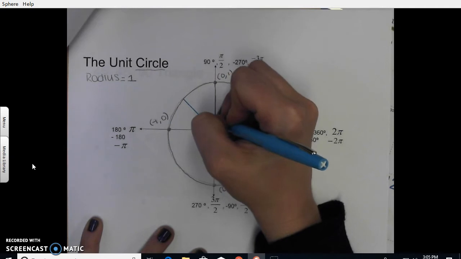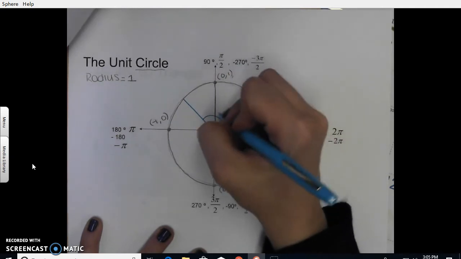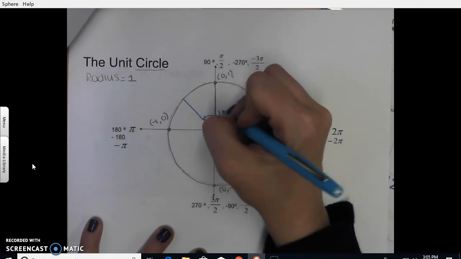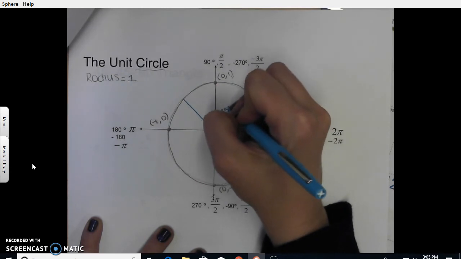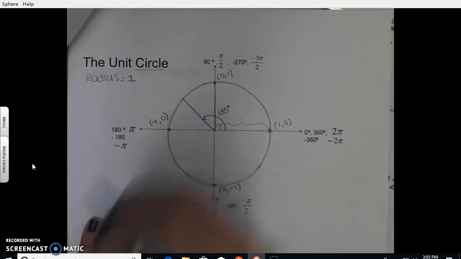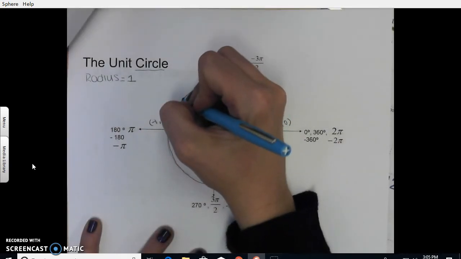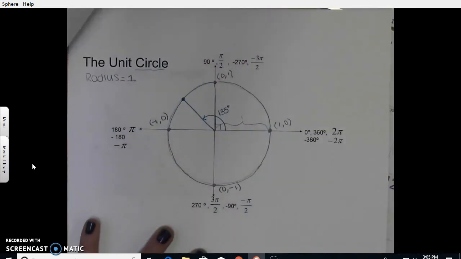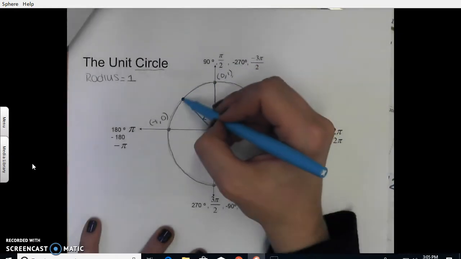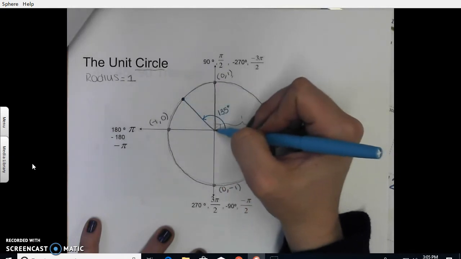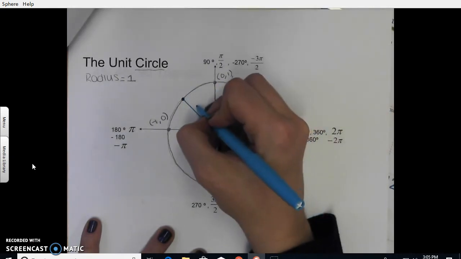over here. And we can say that this angle is 135 degrees. This point here hits my circle, which means the distance from the circle to my center would be 1.